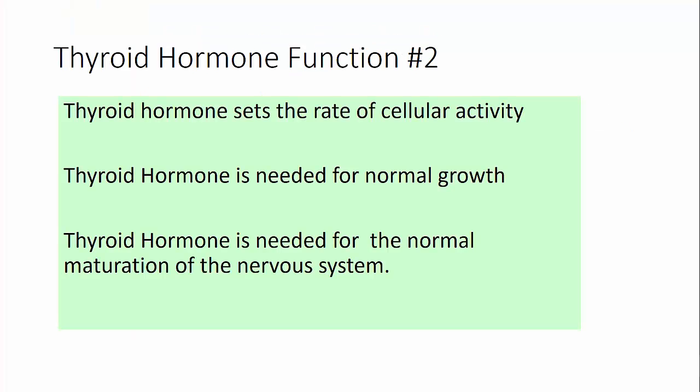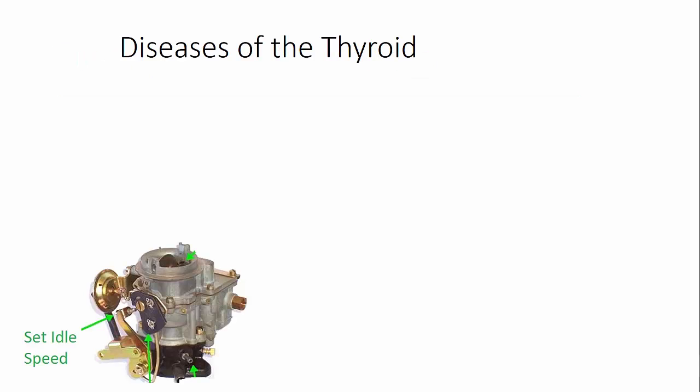Besides setting the rate of cellular activity, thyroid hormone is required for normal growth and for the normal maturation of the nervous system. Again, this will become more clear when we investigate abnormal thyroid function. In fact, let's start that process now. We're going to spend a bit of time looking at disorders of thyroid hormone. We will look at conditions in which there is too much thyroid hormone and conditions when there is not enough thyroid hormone.